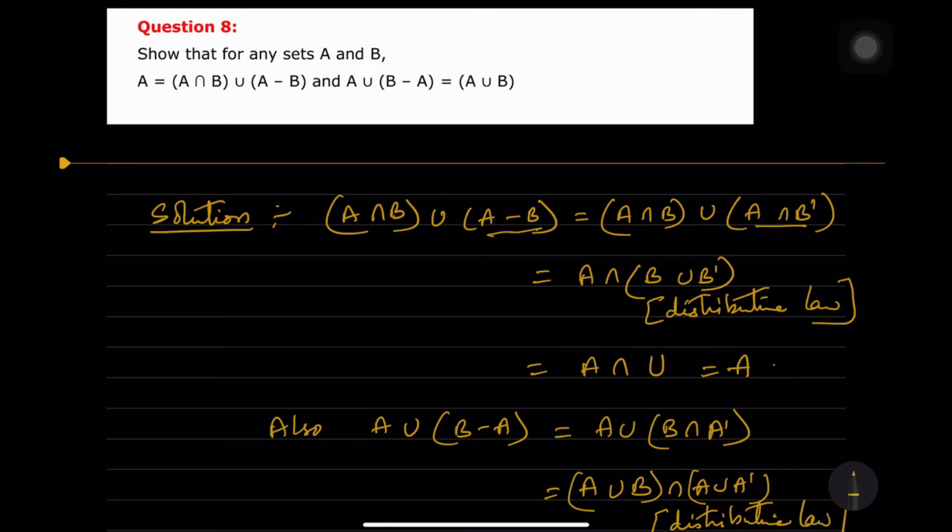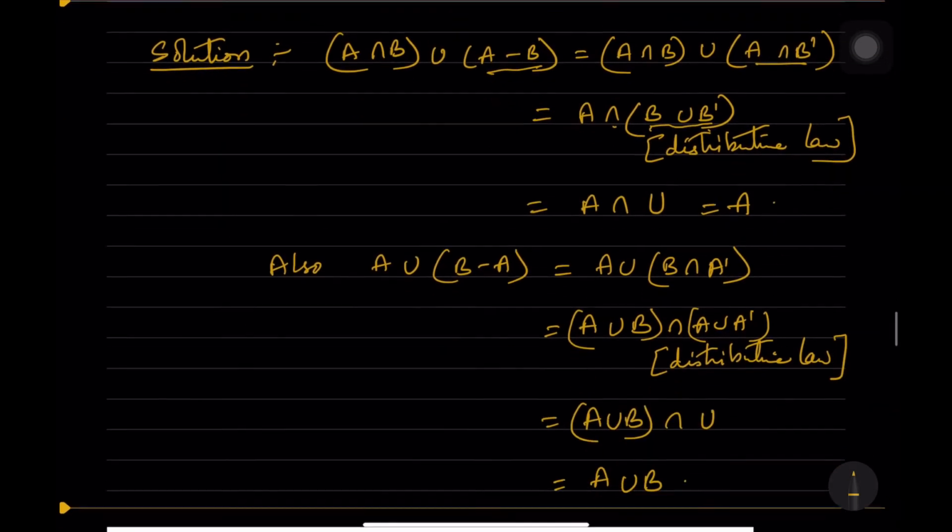So therefore A intersection of B union B dash, from distributive law you can write this as A intersection B union of A intersection B dash. So which is equal to B union of B dash, which is nothing but the universal set. So therefore A intersection universal set is equal to A.